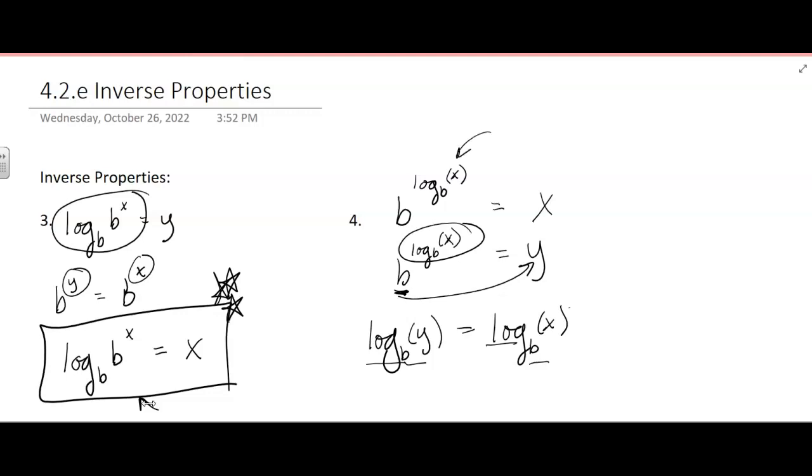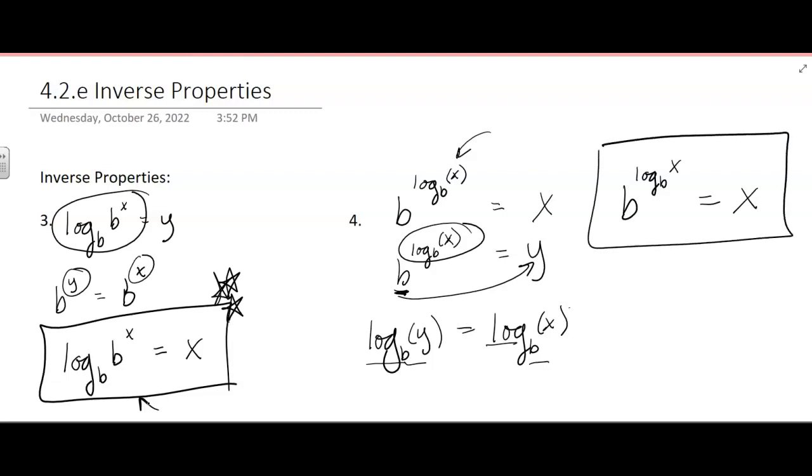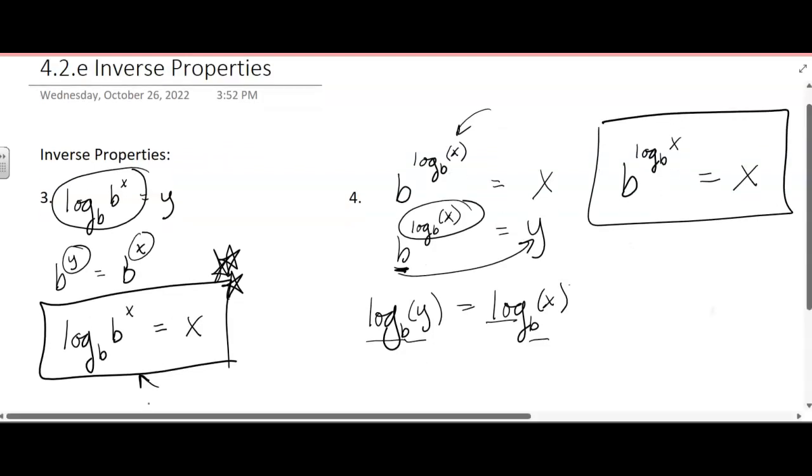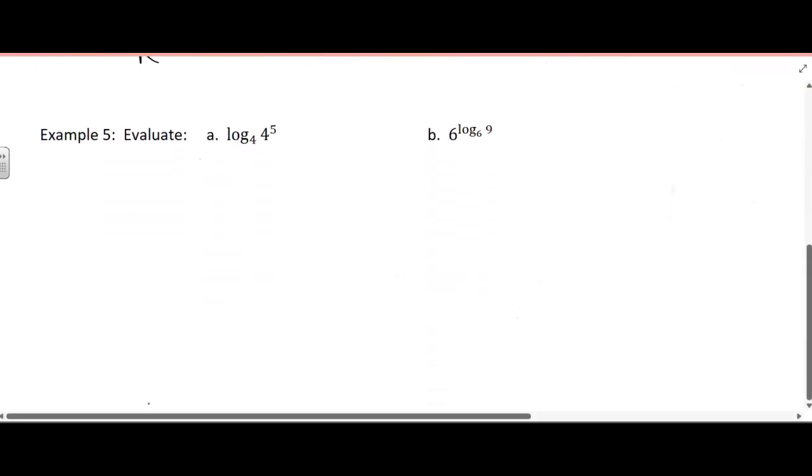Okay, so that's the property, but let me write it again. Base b to the exponent of log base b of x. I won't put the parentheses this time. It just equals the x. It just equals that argument. I don't see that property as often, but it's still valid. It's an inverse property.